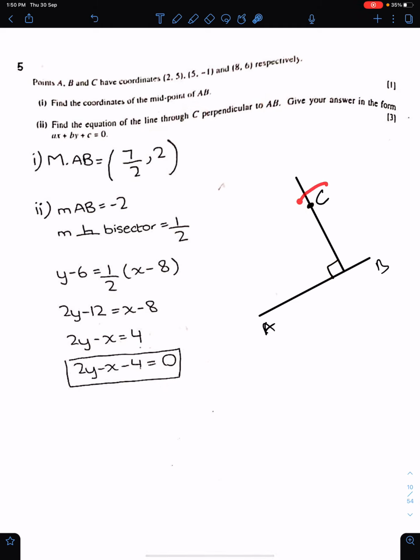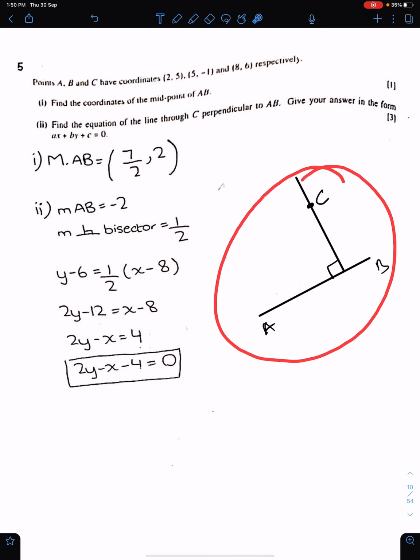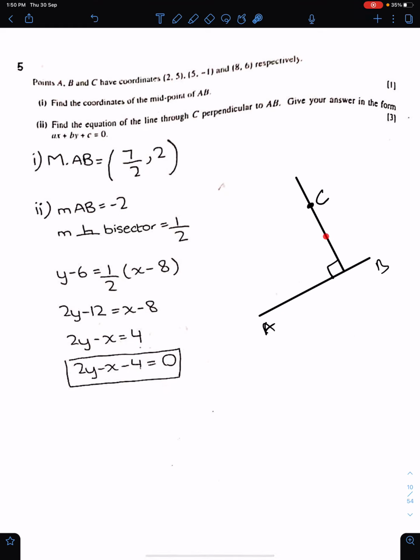Now you have to use this point and gradient of AB. First find gradient of AB and then take its inverse reciprocal to get the gradient of this line. So the gradient of this line is half, because gradient of AB is minus 2. This is a rough sketch. So after getting the gradient of this perpendicular line, use this point and this gradient and get the equation.